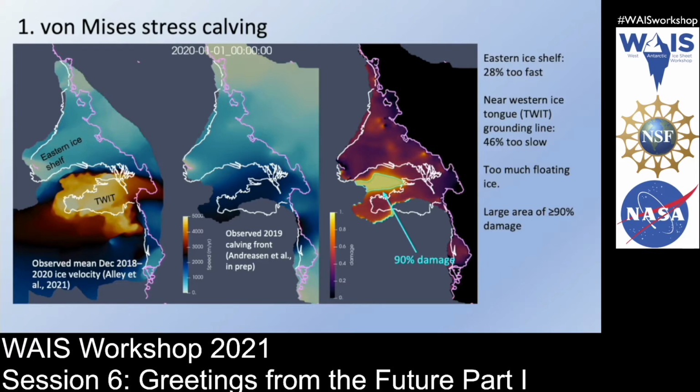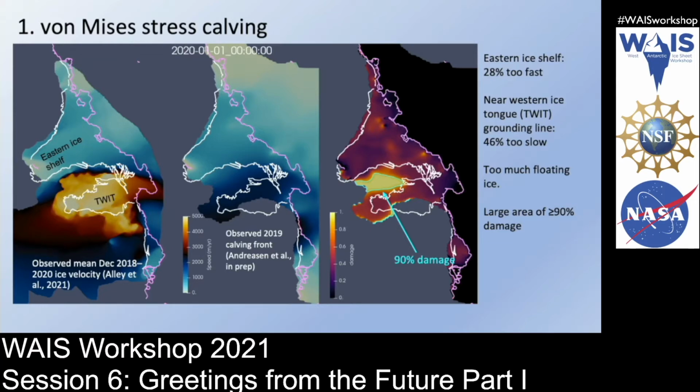These are the results of our von Mises stress calving simulations after 5 years. So observations are shown on the left. These are observed velocities from 2018 to 2020, and the observed 2019 calving front in white. Our modeled ice velocities are shown in the middle panel, and our modeled damage is shown on the right. So we see that we're getting an eastern ice shelf in our model that's a bit too fast, and near the grounding line of the western ice tongue, we are greatly underestimating the observed velocities.